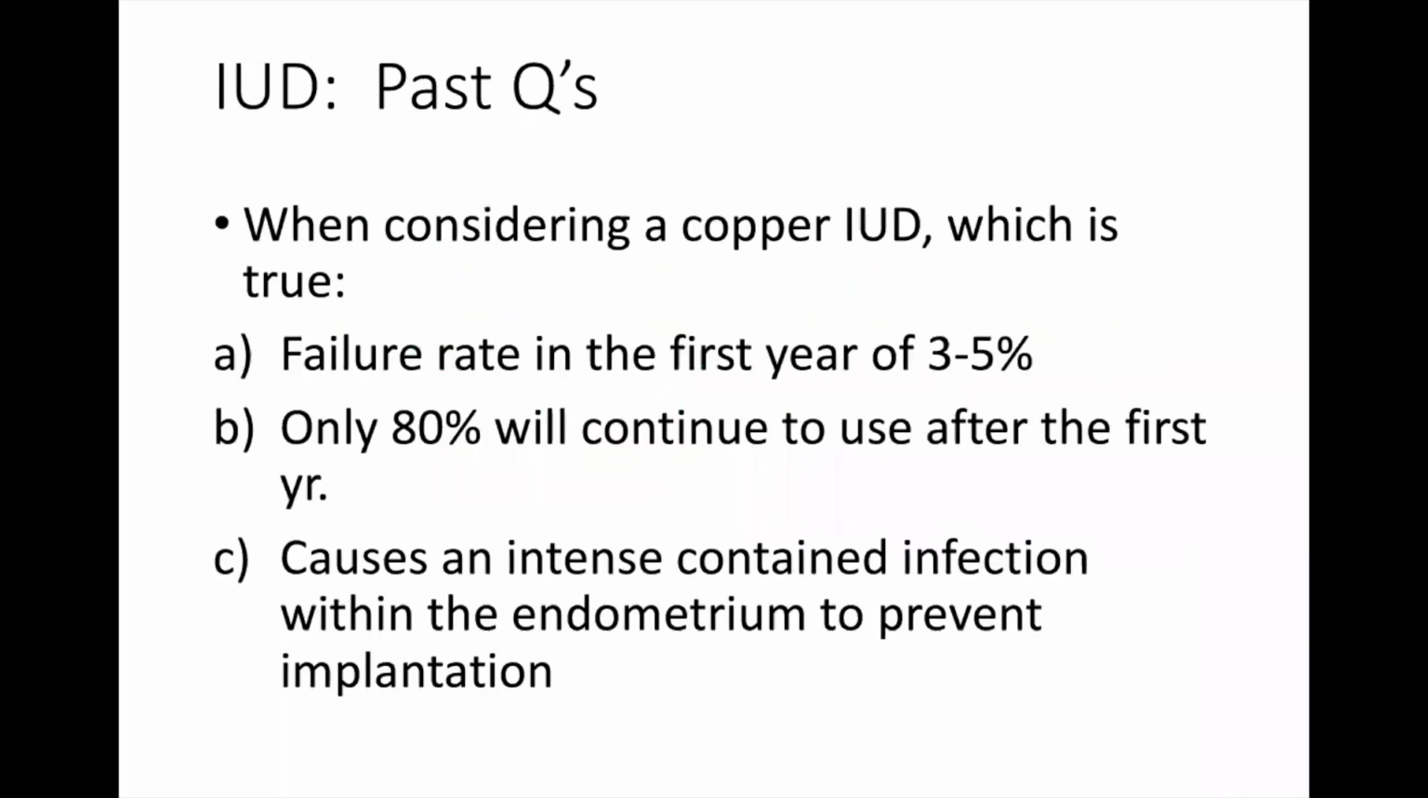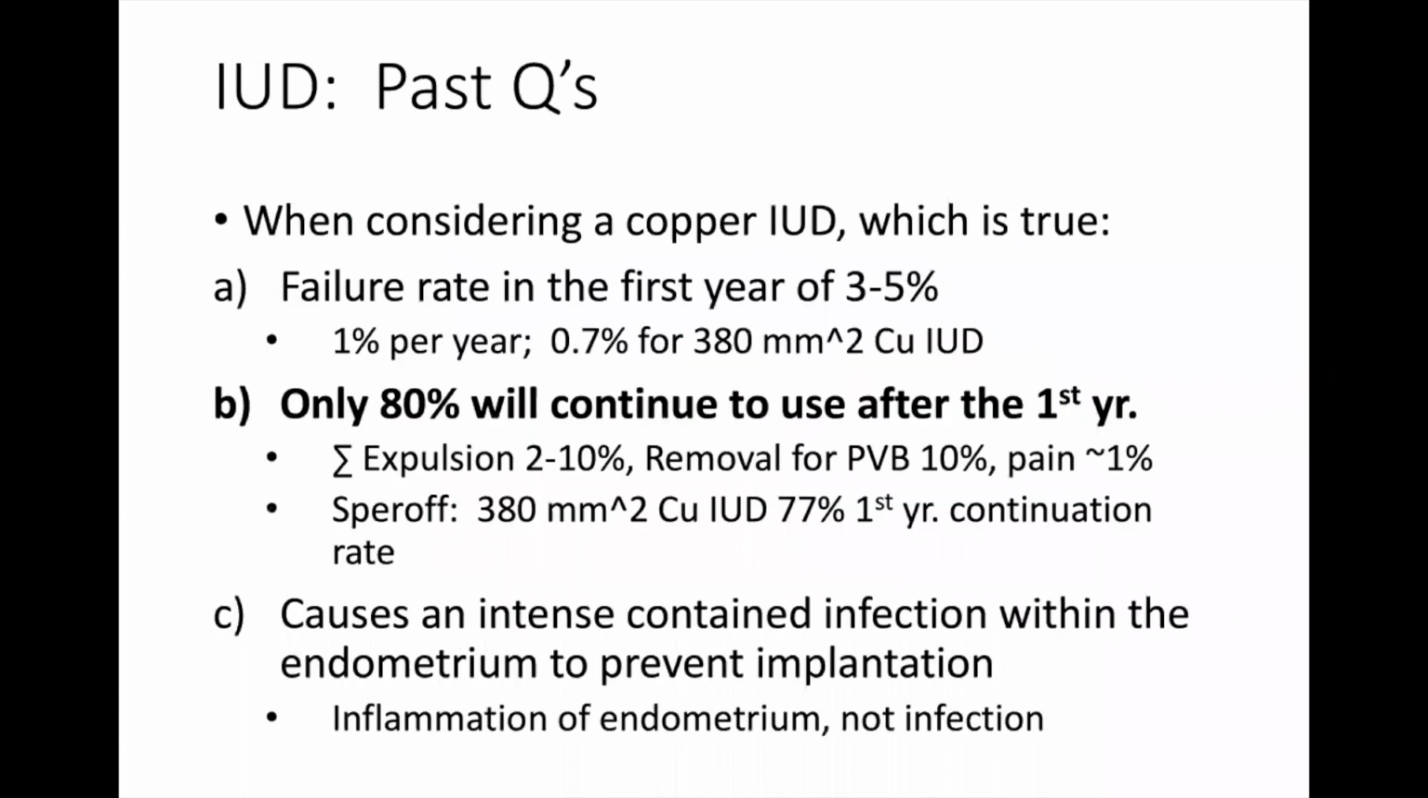When considering a copper IUD, which is true: failure rate in the first year is about 3 to 5%; only 80% will continue to use after the first year; it can cause an intense contained infection within the endometrium to prevent implantation. So the correct answer is that 80% will continue to use after 1 year.